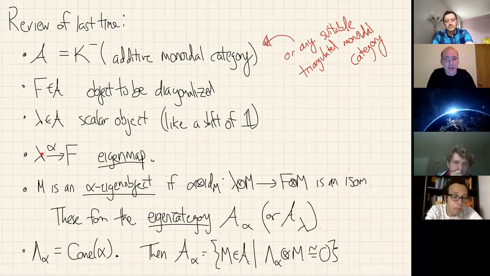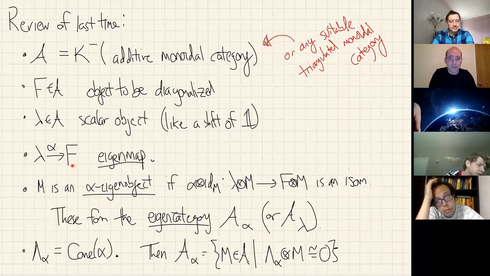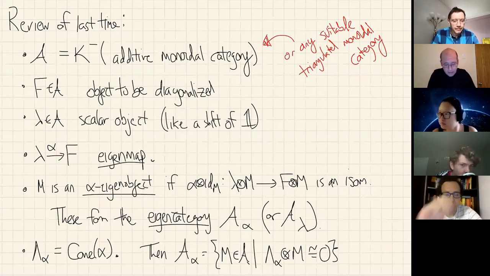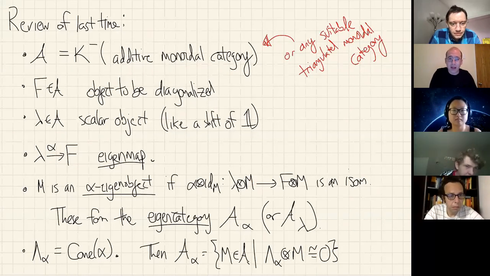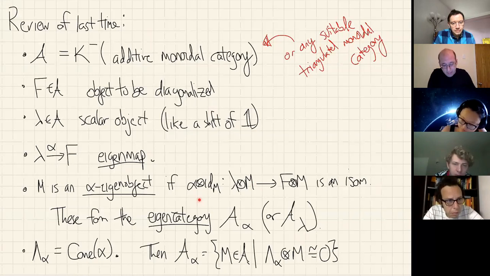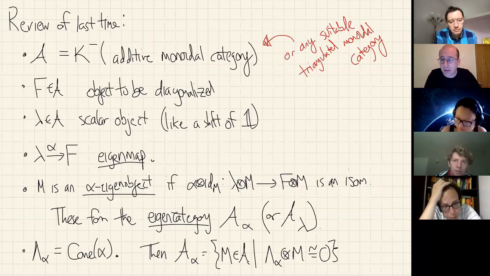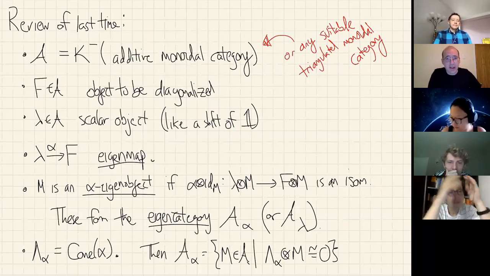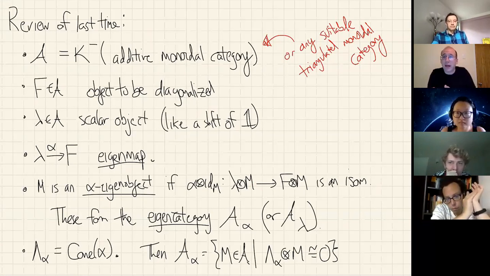What's new in the categorification is this relationship between the eigenvalue and the operator, this thing we call an eigenmap. An eigenobject would be something for which lambda m and fm are isomorphic, but the eigenmap is what's giving you that isomorphism in a functorial way. So m is called an alpha eigenobject if, when I take the eigenmap and apply it to m, I get an isomorphism from scalar times m to f times m. The set of all eigenobjects forms a nice full subcategory, which I'm going to call the eigencategory, which I'm usually going to index by lambda, the eigenvalue, although sometimes eigenvalues can overlap, at which point I might index it by the eigenmap instead.